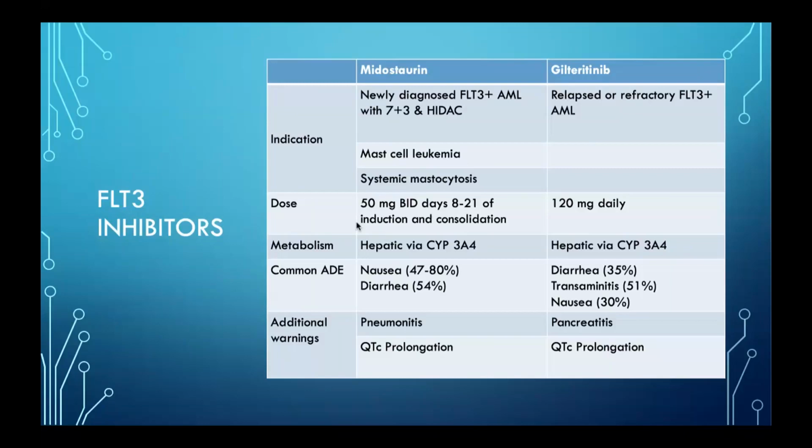So it's not licensed for that in the U.S., and so it's not typically used in that setting. Gilteritinib, on the other hand, is a standard daily dosing, likely due to it being given as monotherapy rather than in combination with chemo. Both are going to undergo 3A4 metabolism, so once again, important to be thinking of those azole interactions in these AML patients.